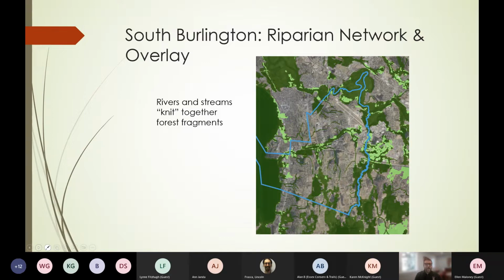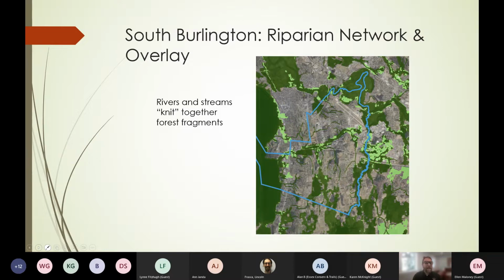My point here is many towns have stream buffer ordinances or other sorts of protections for water quality. These are benefiting connectivity. They are benefiting that larger pattern. And they may not mention the words forest or climate change or anything like that.